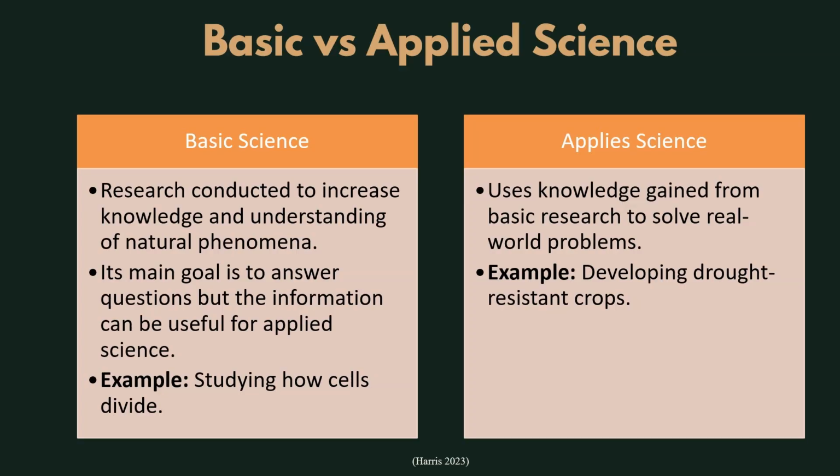There's two major forms of science that we're going to look at. The first is basic. This is where we're studying something because we're curious about it. We don't really have a goal for studying this other than curiosity, but that information can later lead to what's called applied science, where we use that knowledge already gained to solve real world problems. So, an example of basic science would be just studying how cells divide. For applied science, it would be developing drought resistant crops. So, with applied science, we actually have a goal of something that we're going to use to solve a problem.